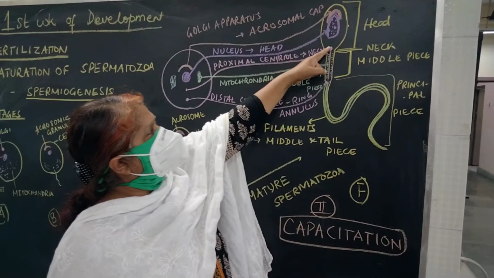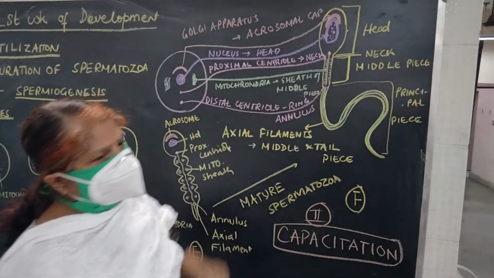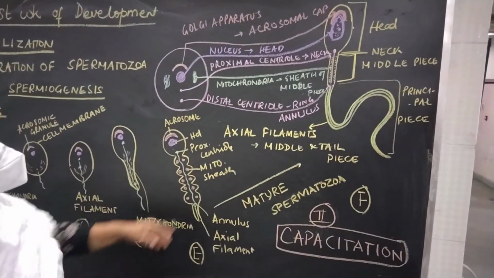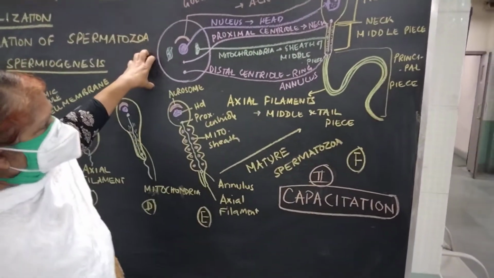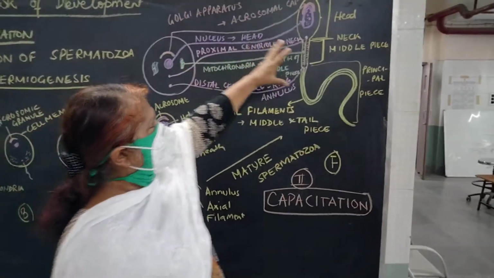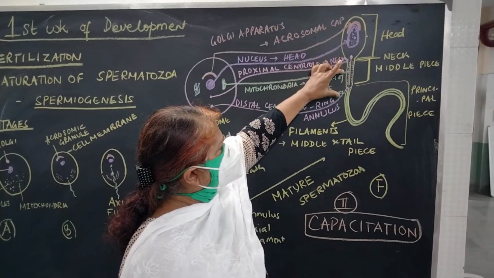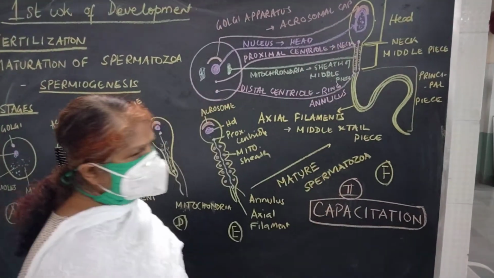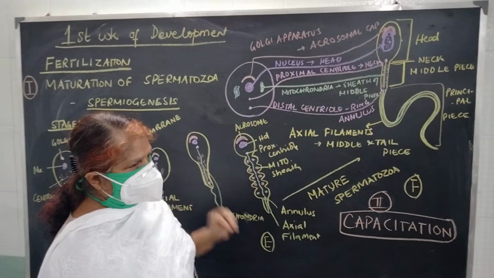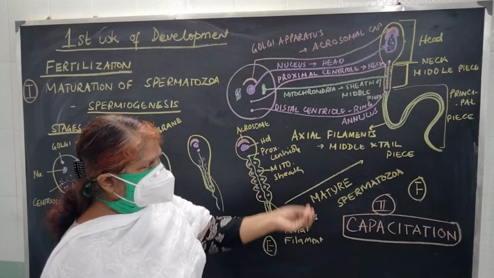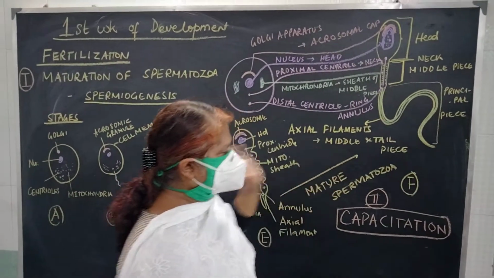This in the neck region is from the proximal centriole, and the distal centriole is forming a ring between the middle piece and the tail, that is called the annulus. So these are the changes which take place from the spermatid by a process called spermiogenesis, and then this spermatozoa becomes a head, then the neck, the middle piece and the tail piece, that is the main structure of the spermatozoa. This spermatozoa is motile and has the capacity to fertilize the female pronucleus. So these are the changes that take place to become the spermatozoa.